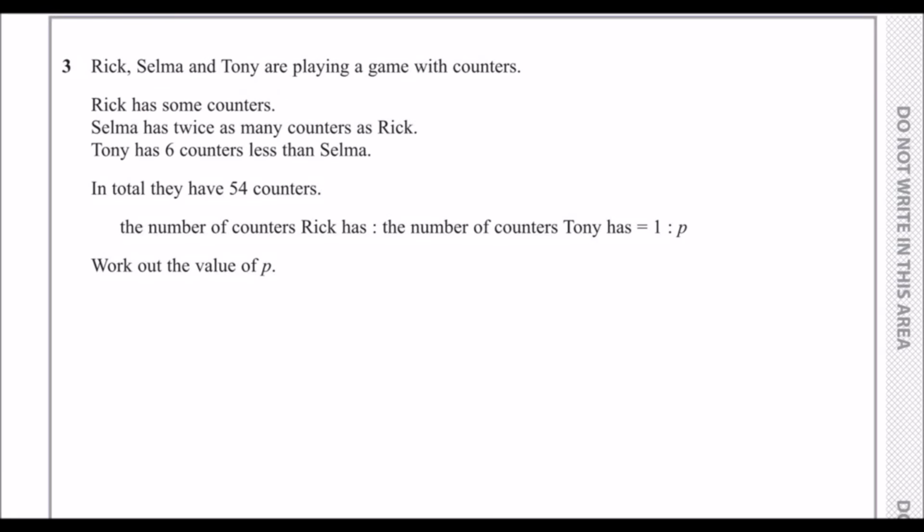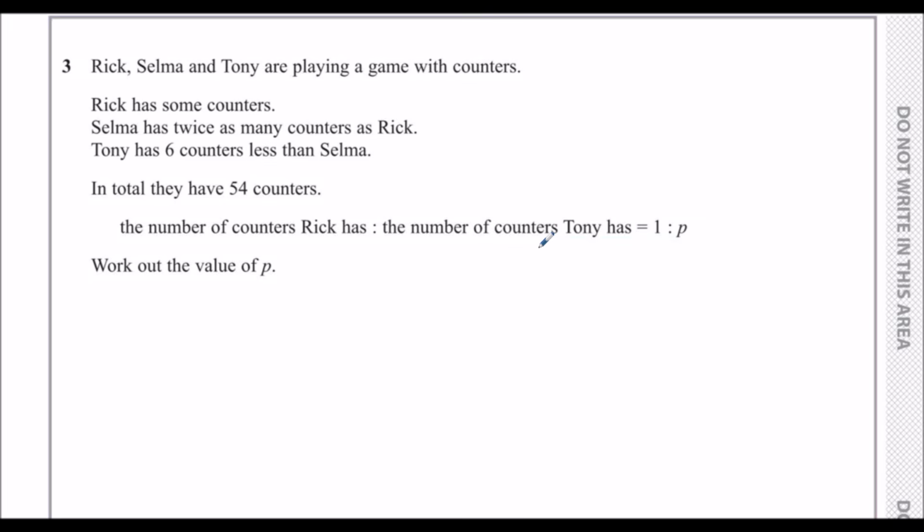Question 3. Rick, Selma and Tony are playing a game of counters. Rick has some counters. Selma has twice as many counters as Rick. Tony has 6 counters less than Selma. In total they have 54, and we need to work out the ratio of the number of counters Rick has to the number of counters Tony has in the form 1 to P, and we're going to work out the value of P. So we're going to need to work out how many counters each of them have got, so we can write it as a ratio.